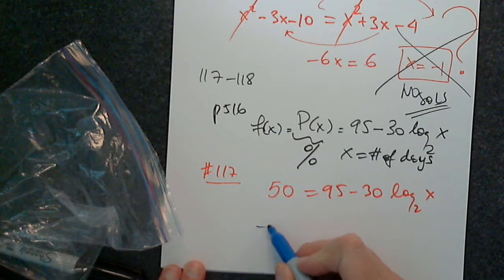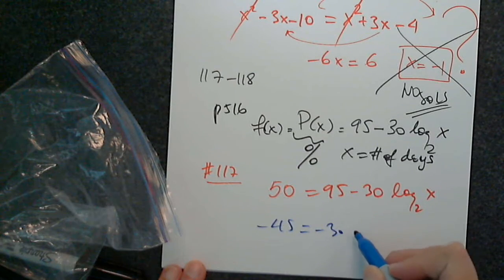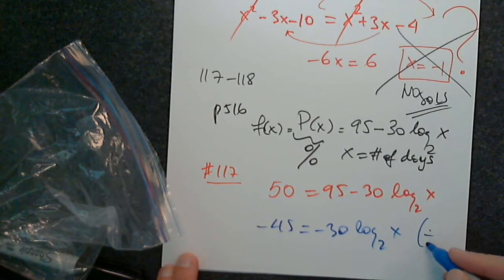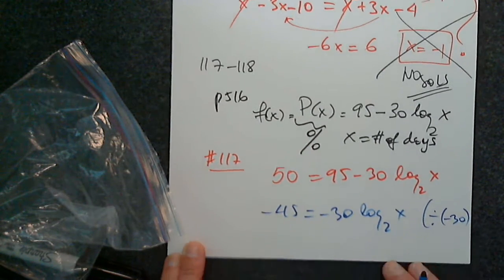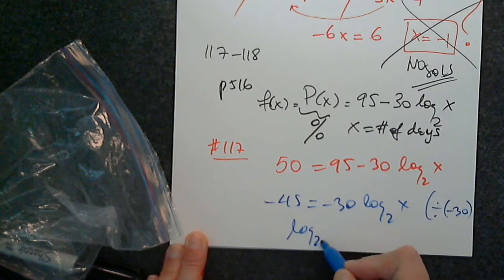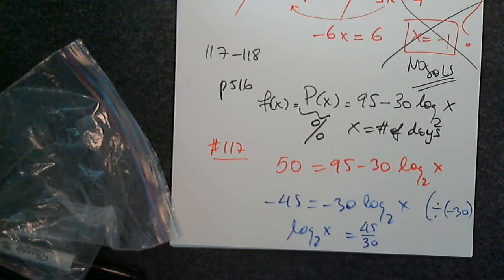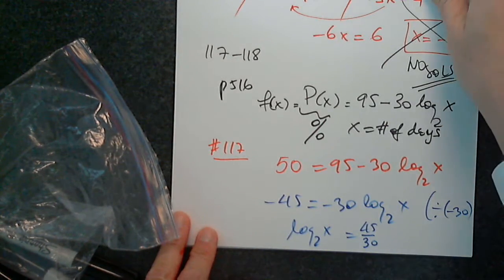Subtract 95. So negative 45 equals negative 30 log base 2 of x. Perfect. I subtracted 95 from both sides. Negative 95 plus 50 is negative 45. Perfect. One more step towards cleaning it up. We divide both sides by negative 30. Good. So then we have log base 2 of x equals 45 over 30. And we should simplify it by 3.